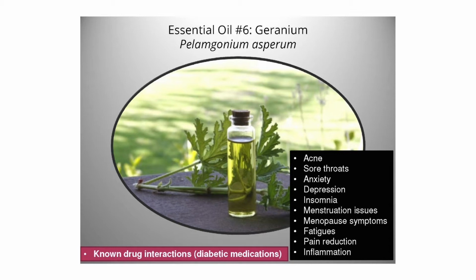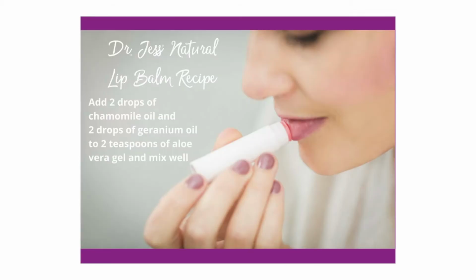And that is because it has, again, powerful anti-inflammatory components. Also can be used in lip balm, who knew, right? So you just combine chamomile oil and geranium oil. You can get some aloe vera gel from anywhere. Makes great lip balm. Again, summer's coming. You want nice lips and nice feet.